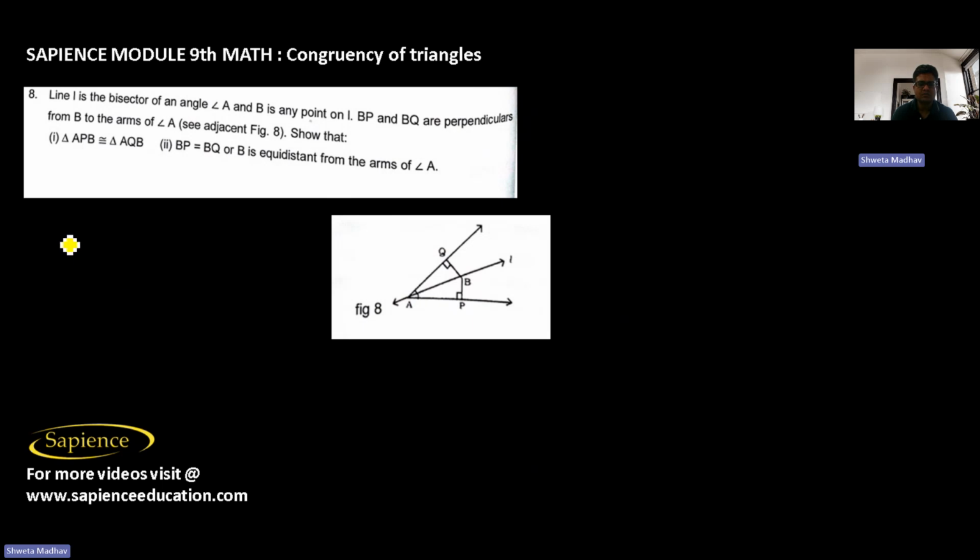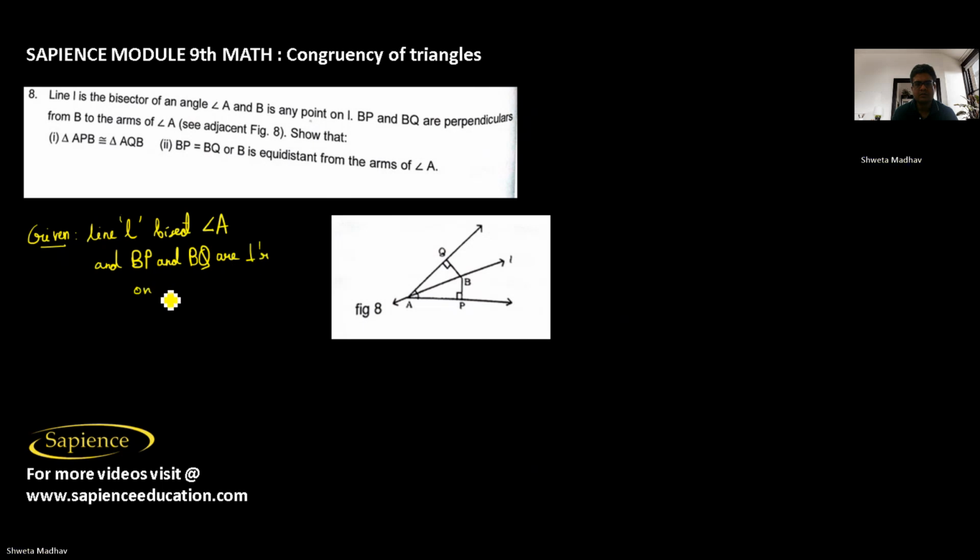So now here, first we have to write what is given. Given is that line L bisects angle A, and BP and BQ are perpendiculars on the two arms of angle A.